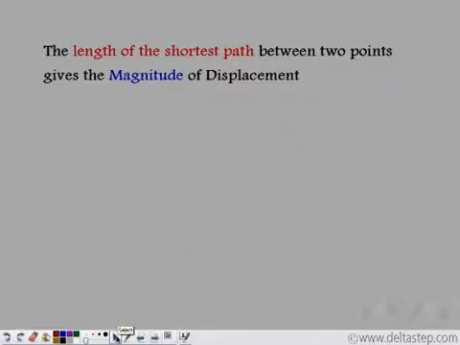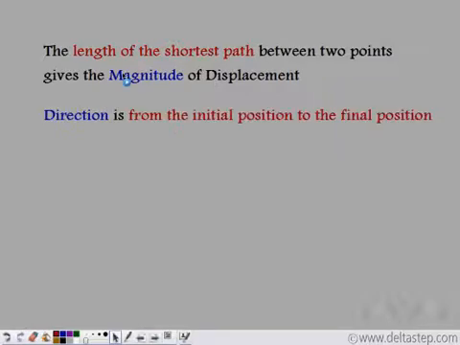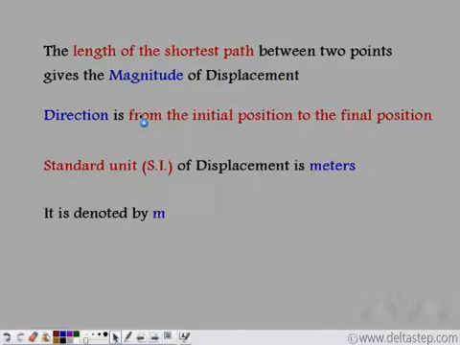The length of the shortest path between 2 points gives the magnitude of displacement. So whatever may be the path taken, the magnitude of displacement will be given by the length of the shortest path between the 2 points. And the length of the shortest path between the 2 points is the length of the straight line joining those 2 points. The direction is taken from the initial position to the final position. The standard unit for measuring displacement is meters, and it is denoted by m.